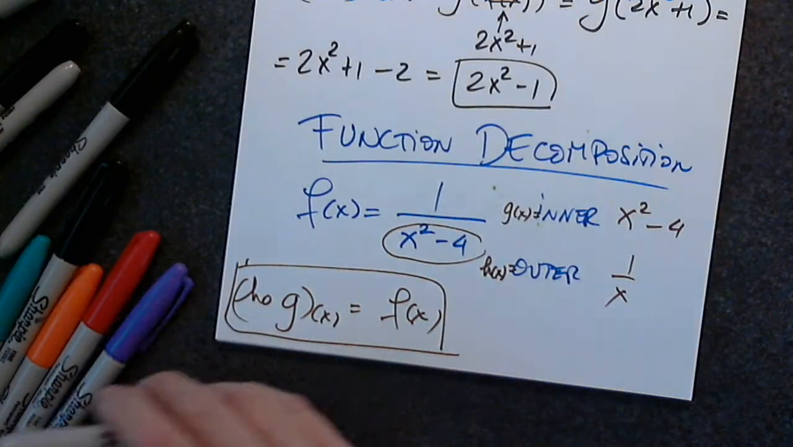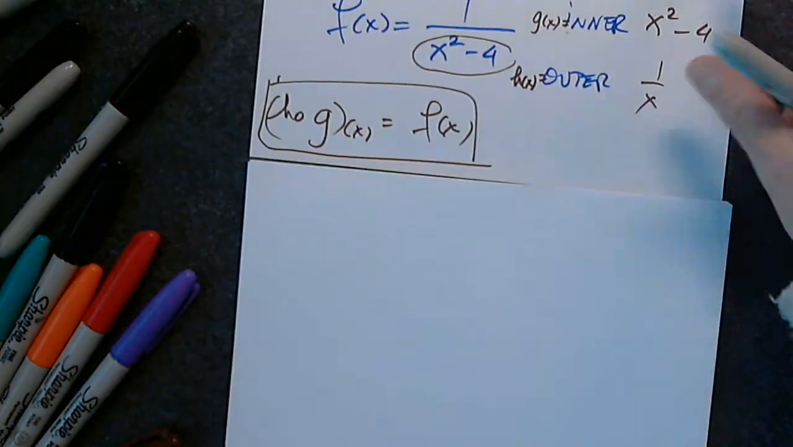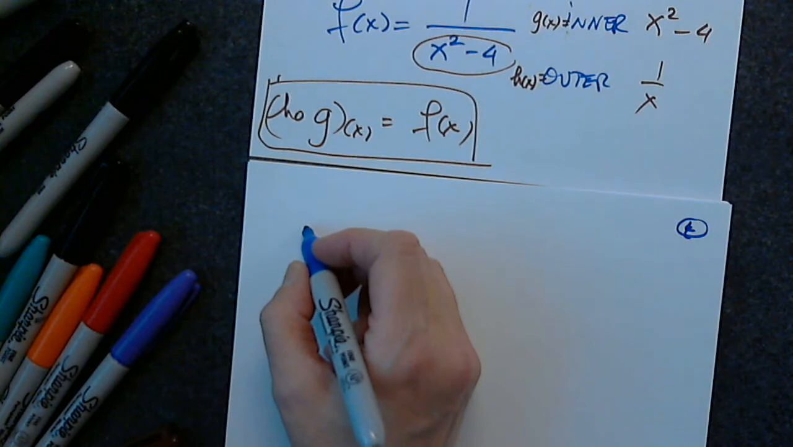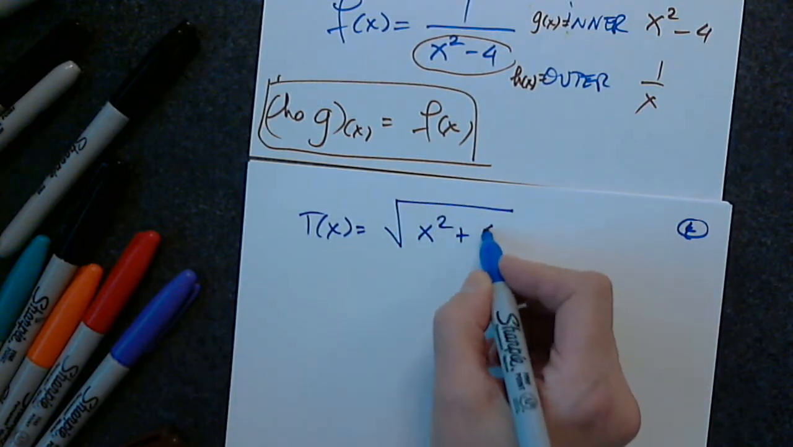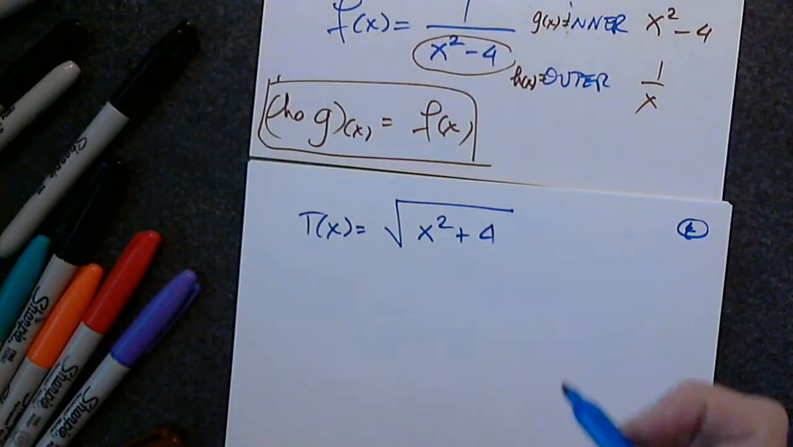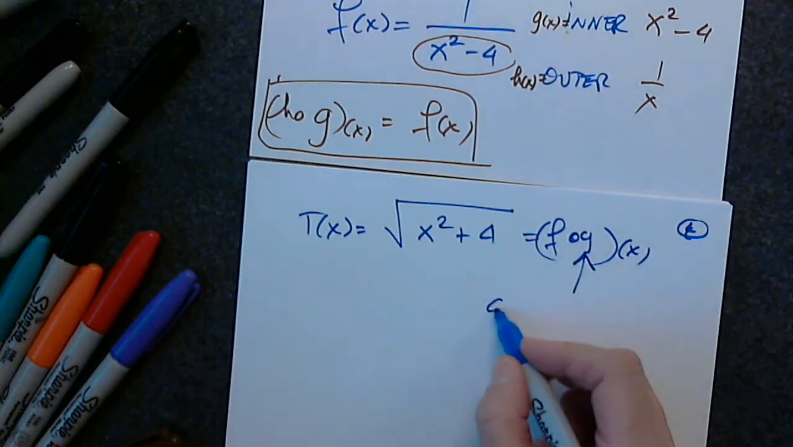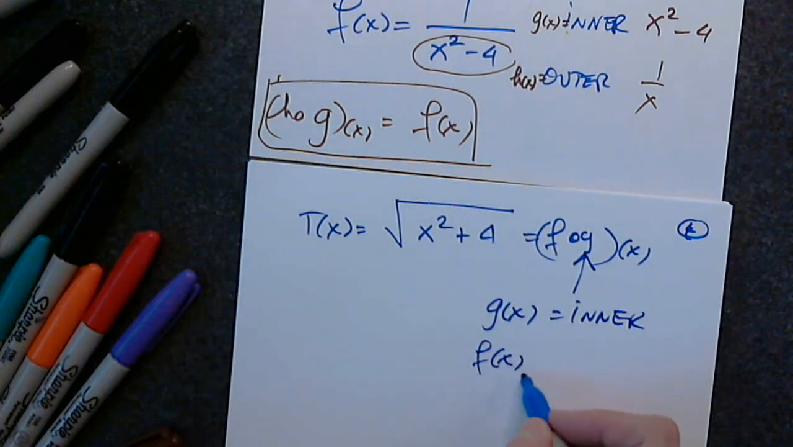Good, so let's look at another function decomposition. So see how this works. Let's say we have t of x, the square root of x squared plus 4. I would like you to find two functions, an inner and an outer, that create this function. So let's say I'm going to call them f comp g. Of course, g will be the inner, and f will be the outer.